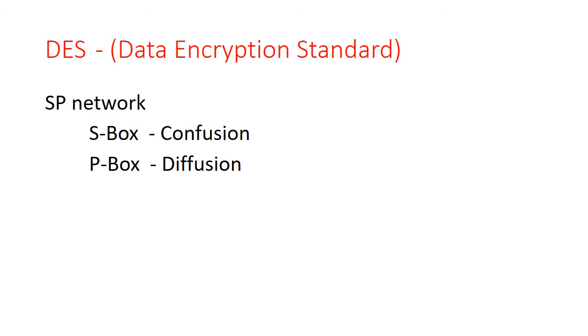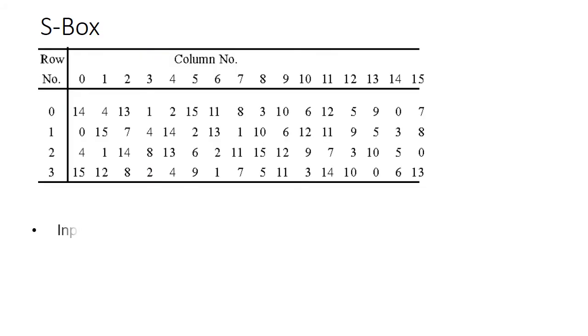Now let us consider the example of the Data Encryption Standard, which is one of the most popular computer encryption algorithms. It is incorporated with the SP network. Here, it achieves the confusion process with the S box and the diffusion process with the P box. DES performs confusion with the S box. Here you can see an example of the S box. This substitutes 6-bit data with 4-bit data.